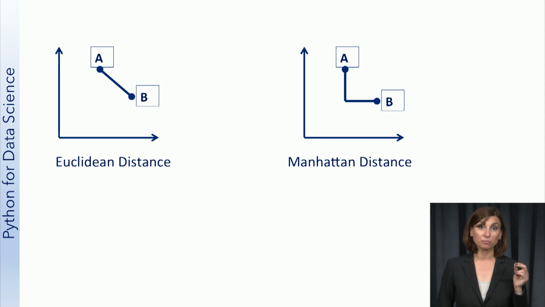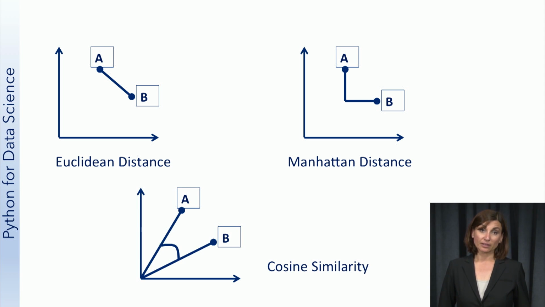To go from point A to point B, you can only step along either the x-axis or the y-axis in the two-dimensional case. So the path to calculate the Manhattan distance consists of segments along the axis instead of along a diagonal path, as with the Euclidean distance. Cosine similarity measures the cosine of the angle between points A and B, as shown in the bottom plot.